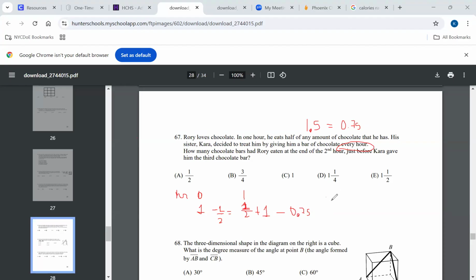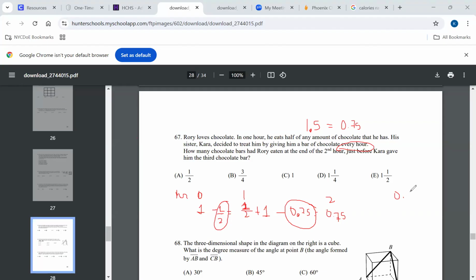Which means at the end of hour two, he's going to have 0.75 chocolate bars left. And this is right before he gets his third chocolate bar from his sister. Let's think how much he ate. How much did we subtract here? Here we subtracted 0.75. Here we subtracted 1/2, which we can also write as 0.5.